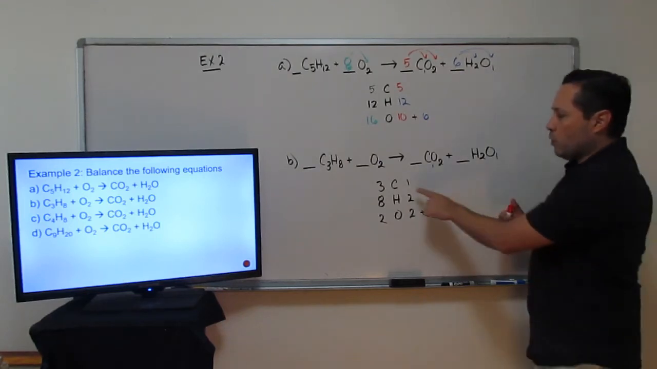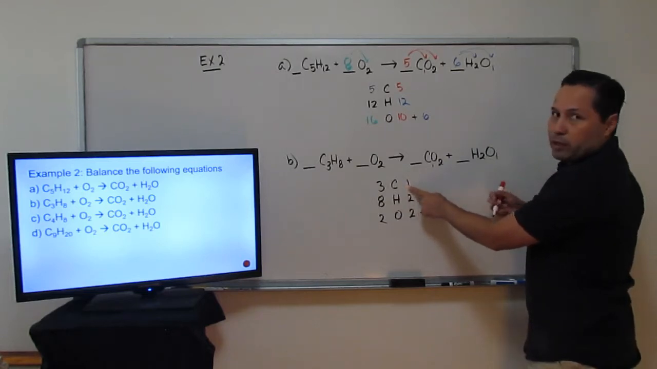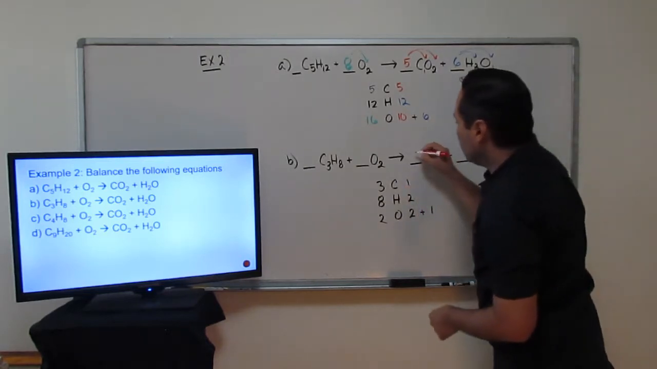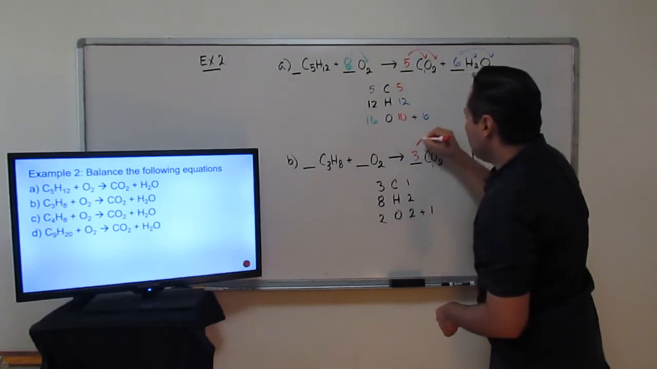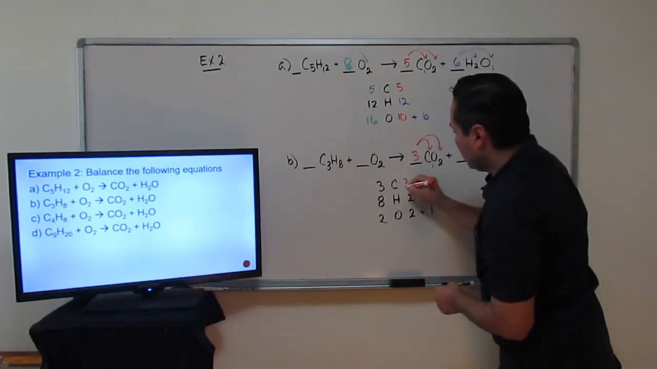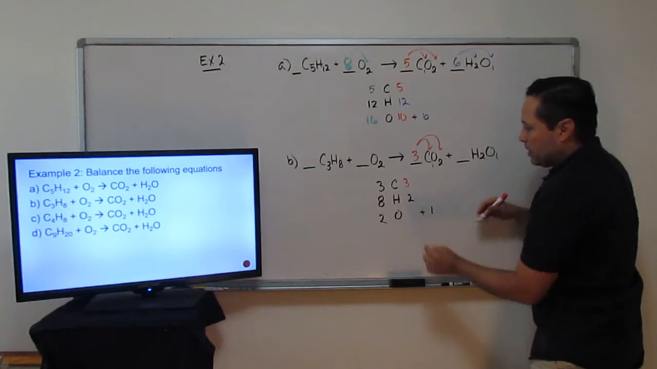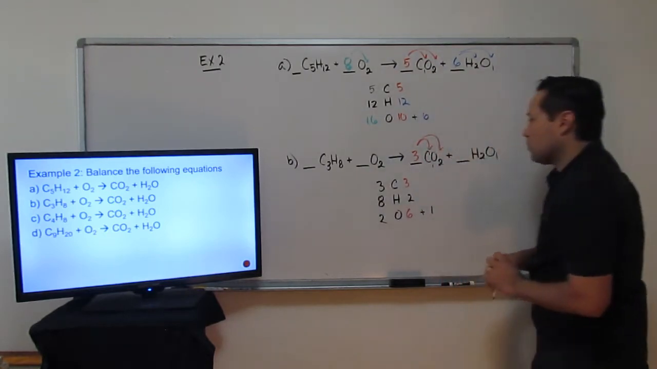So what number times 1 gives me 3? The answer is 3. 3 times 1 is 3. So I'm going to multiply a carbon on the right times 3. So I'm going to put it right here. Now that distributes to the C and the O. So 3 times 1 is 3. And that 2 refers to that second oxygen, so 3 times 2 is 6. So I'm going to replace that 2 with a 6.